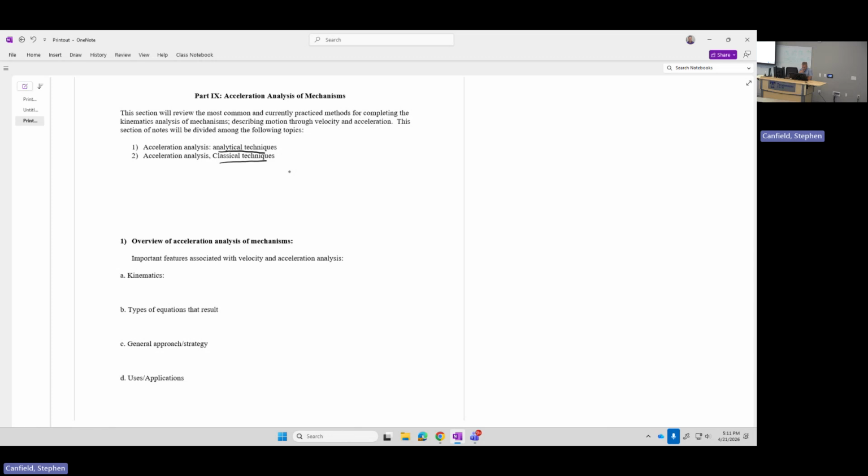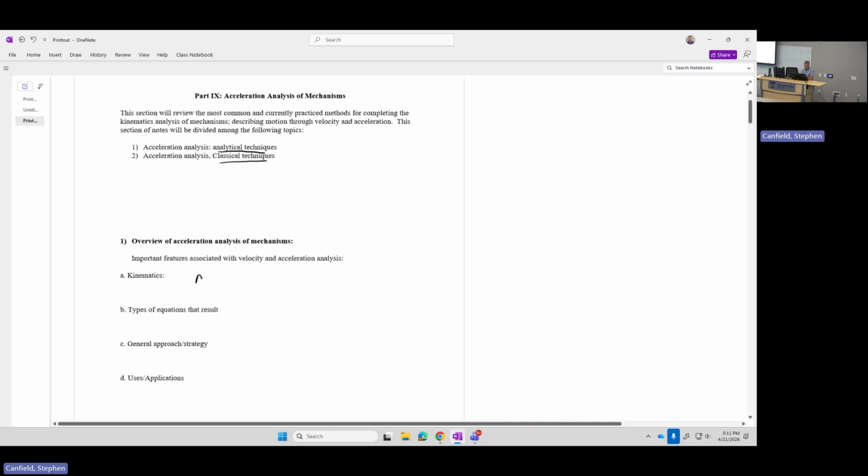Okay. So let's start looking at an overview of the acceleration. A few important aspects associated with the acceleration analysis. Well, it's in the process of kinematics. We started off with position. We took one derivative with respect to time. That gave us velocity. We took a second derivative with respect to time. That gave us acceleration. That's very useful. That's what we're after here. So that'd be the second derivative of position.